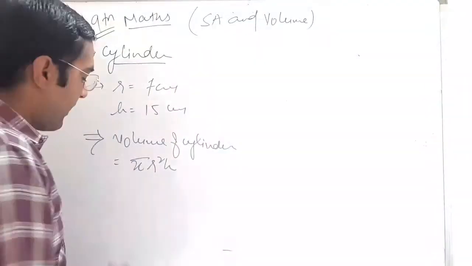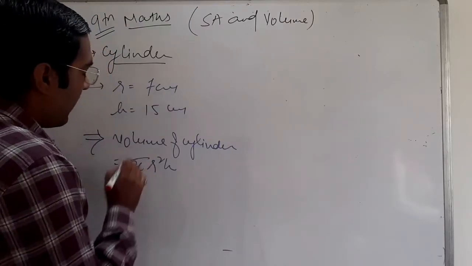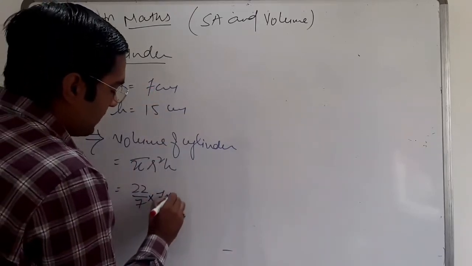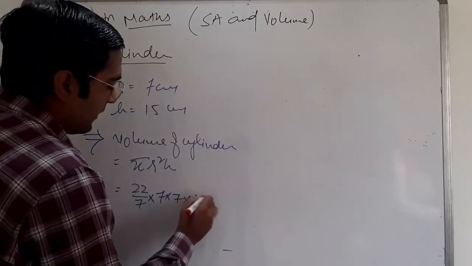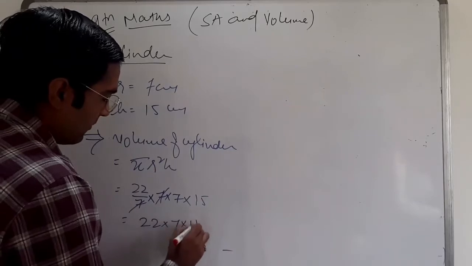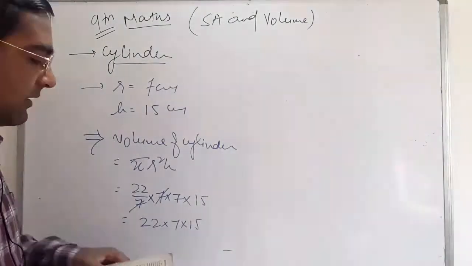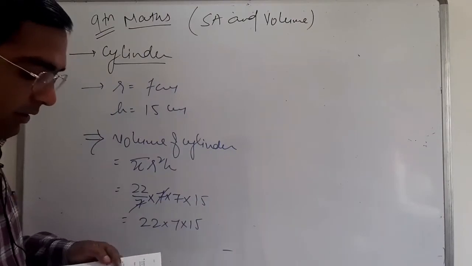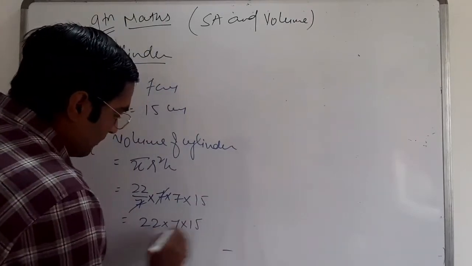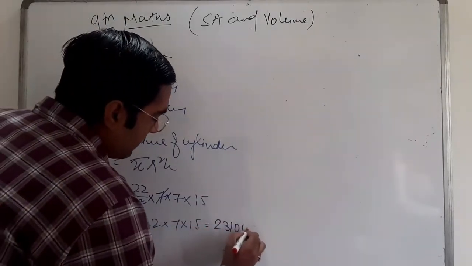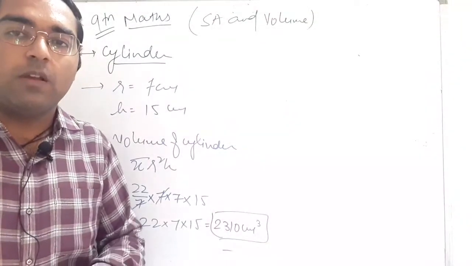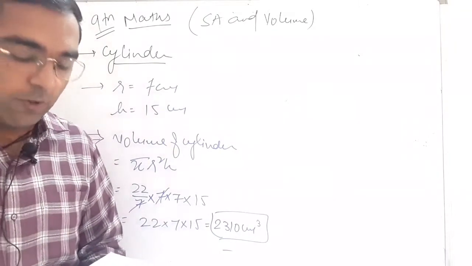Now I'll take pi, that is 22/7, r that is 7 into 7, into height that is given, that is 15. Now the 7s cancel out, therefore 22 into 7 into 15. So my answer is 2310 centimeter cube. This is my answer of the first question of the volume.